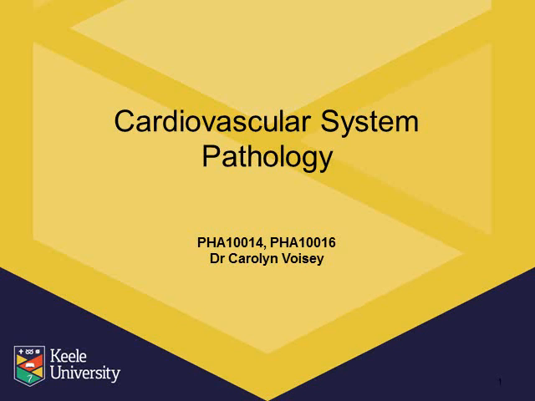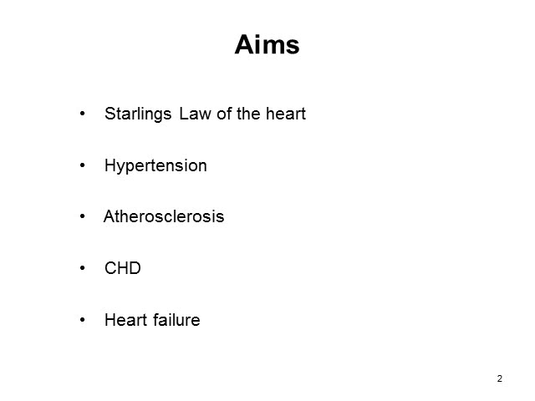Okay, here's the lecture on the cardiovascular system pathology that concludes our lectures on the cardiovascular system. What we need to do in these slides is cover Starling's law of the heart again, just so you understand the relevance of it, and cover the four major problems that we can encounter with the cardiovascular system, including hypertension, atherosclerosis, coronary heart disease, and heart failure.